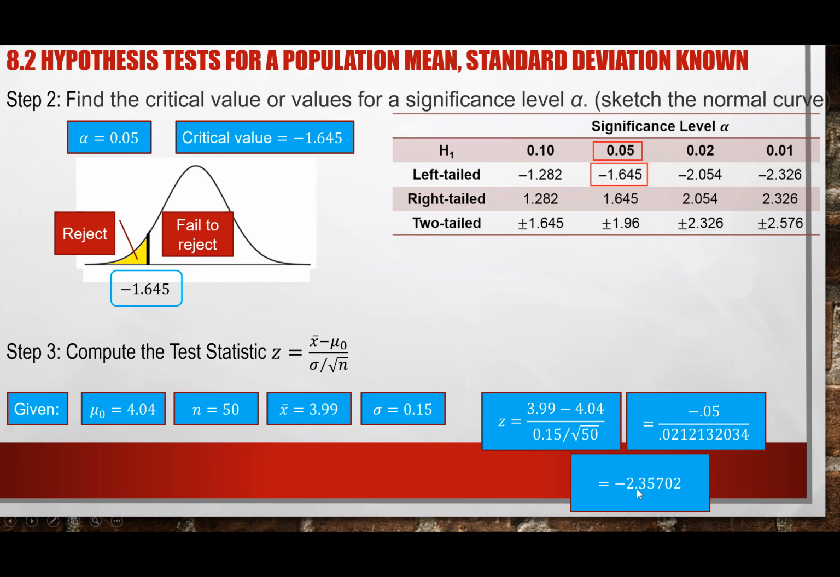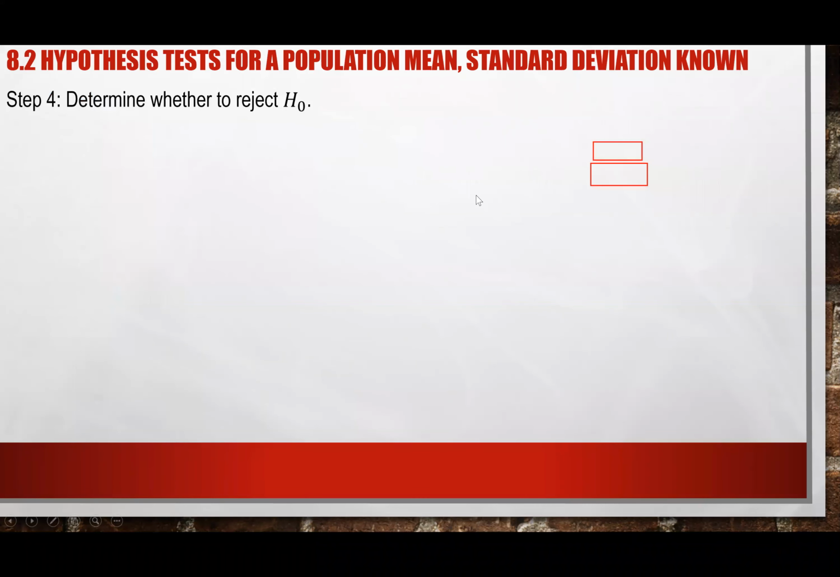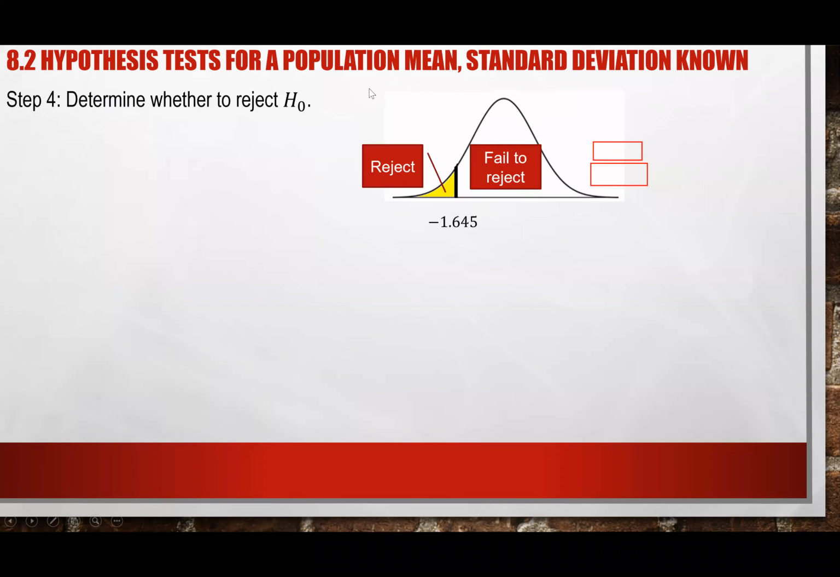This is our Z. So step 4, this is what we do. We know there's a reject region and a fail to reject region. We know that we have those 2 regions, and we know our boundary is negative 1.645. Now our Z is negative 2.35.